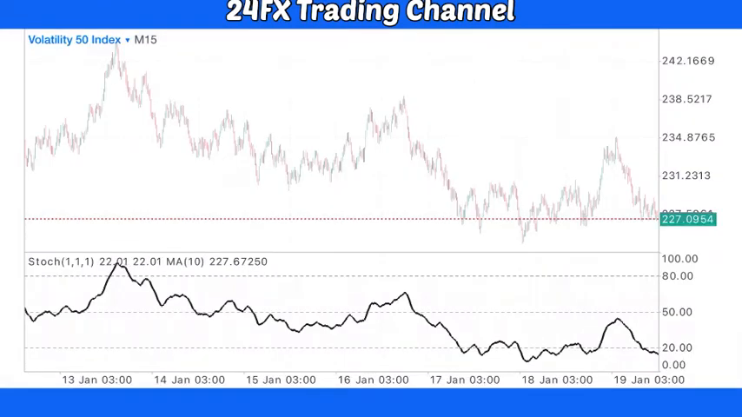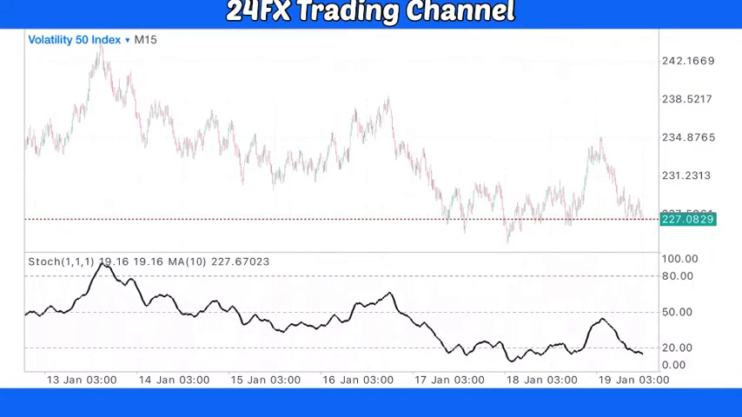You can pause the video if you didn't get the digits inputted in the moving average. You can pause the video to get the digits. All right, so our moving average is done.